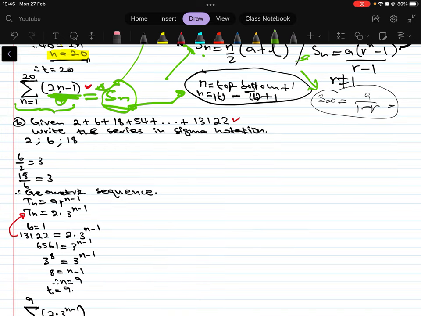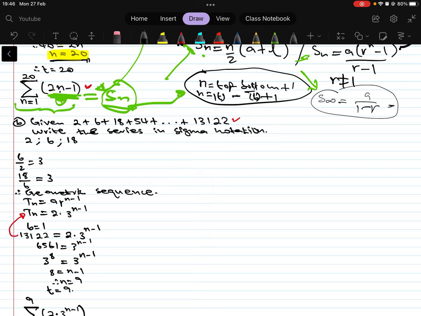In the second example, you're also given a series, but the series is actually a geometric series. Sometimes you're not told that it's a geometric series or an arithmetic series. What you need to do always is to try to write the first 3 terms of the series as a sequence, and then you work with the sequence to determine whether it is a geometric sequence or an arithmetic sequence.